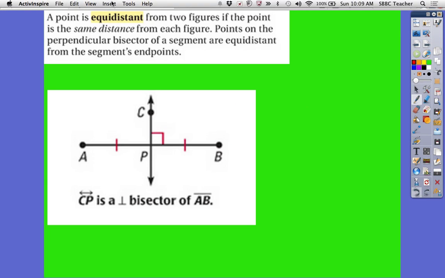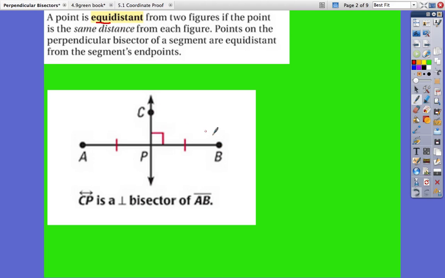Okay, another characteristic of a perpendicular bisector is that it's equidistant. Notice the word equidistant has the root word equal and distance. A point is an equal distance from two figures if the point is the same distance from each figure. So equidistant means same distance. Points on the perpendicular bisector of a segment are equidistant from the segment's endpoints. So an interesting characteristic that perpendicular bisectors have is that each point on the perpendicular bisector is equidistant to the endpoints. So point C is equidistant to B.